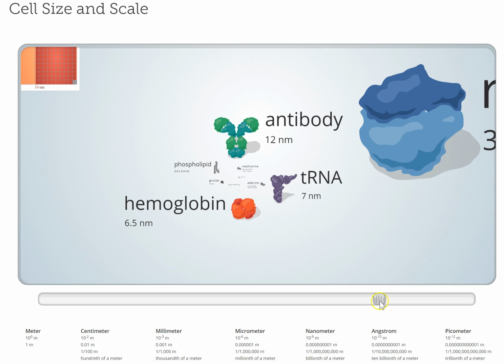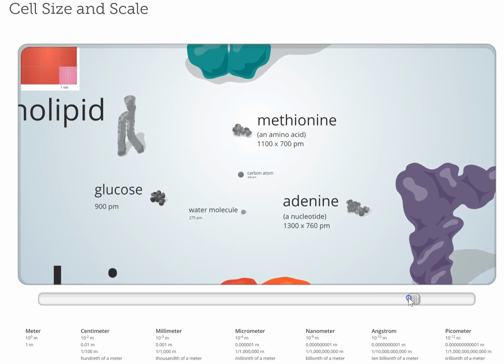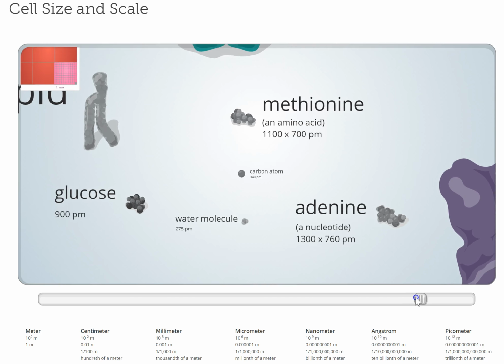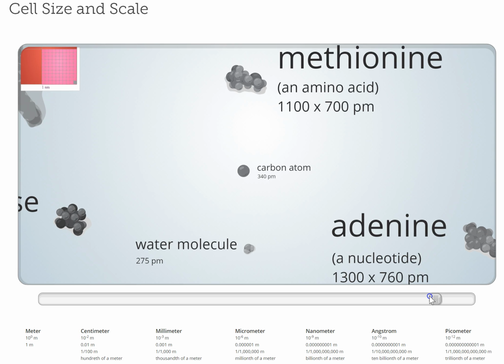We have RNA, those are bits of DNA that tell the ribosome what to do. We have the amino acids themselves, and here we get to our chemistry unit. Finally, we're past the angstrom, that 10 billionth of a meter, down to the trillionth of a meter, and we come down to our water molecule and our carbon molecule. We're talking about picometers, a trillionth of a meter.